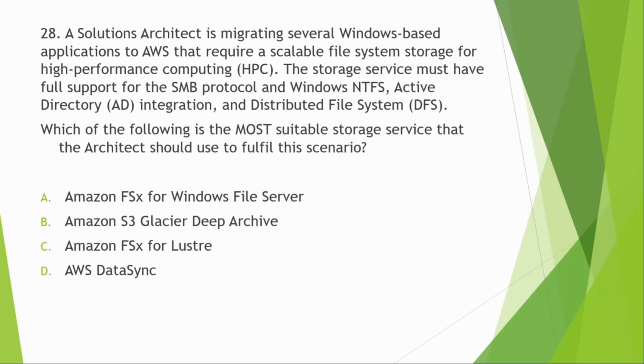Now, they want to migrate a Windows based application to AWS. They have a file storage system, okay, file system storage, and they want high performance computing. They are using the SMB protocol and NTFS protocol, AD integration, and DFS system. FSx provides fully managed Windows file servers with features and performance optimized for lift and shift business critical applications, and it is accessible from Windows and Linux instances via the SMB protocol. Okay, let's see why other options are not correct.